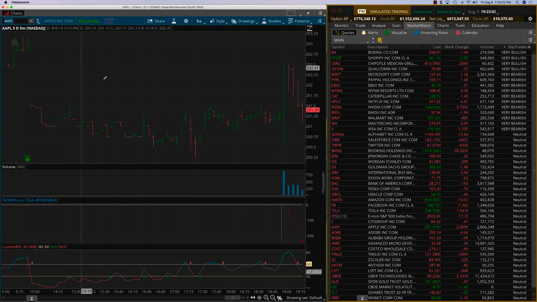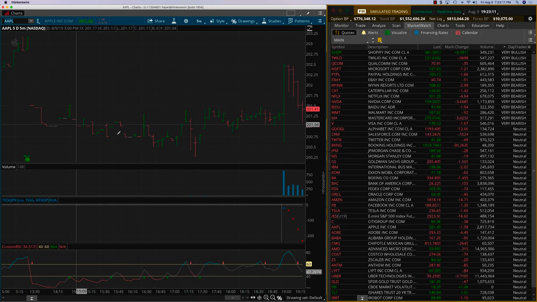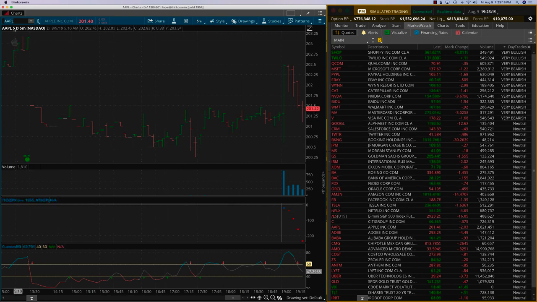So the top part of the chart has no impact on the tick SPX. It will have an impact on the custom RSI because the custom RSI is based upon the price action of whatever is on the top chart. However, the tick SPX is an independent indicator. You can keep it here and you can use it for anything.